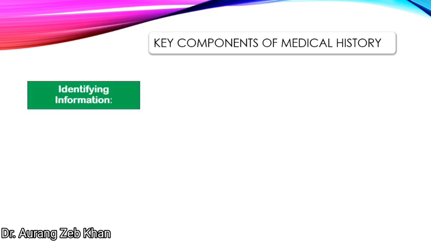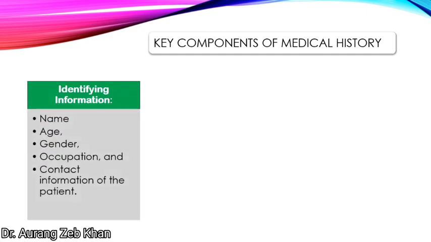The first and the most important thing is to obtain identifying information from the patient. These include the patient's name, their age, the gender, the occupation, contact information of the patient. Each and every component has its own significance. You can gather important information from the name of the patient. This will give you some cultural affiliation of the patient. Geographical attributes can be judged from the patient's name. The religious beliefs can be judged from the patient's name.